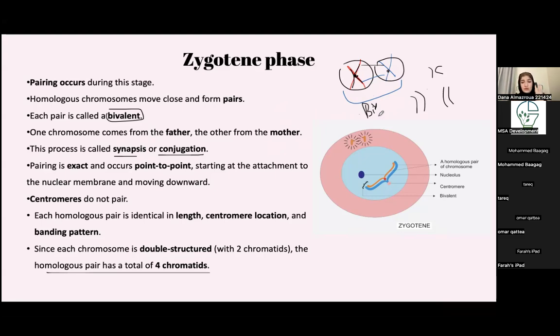We have 2 chromosomes. In each one of them, we have 2 chromatids, so a total of 4 chromatids. And this structure together, when they're pairing and coming close to each other, is what we call a bivalent. Does that make sense so far? Yes, yes. Okay, perfect.